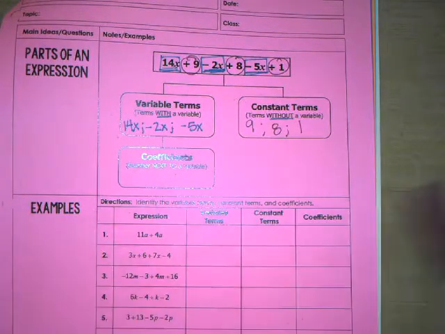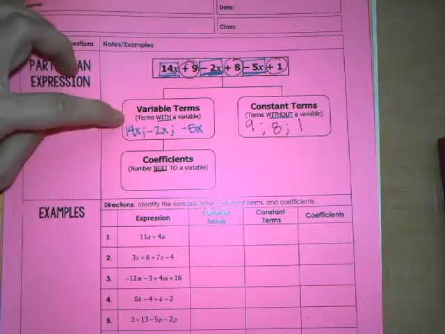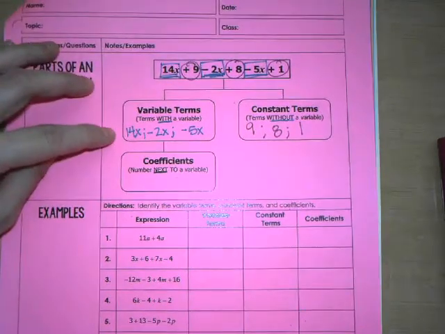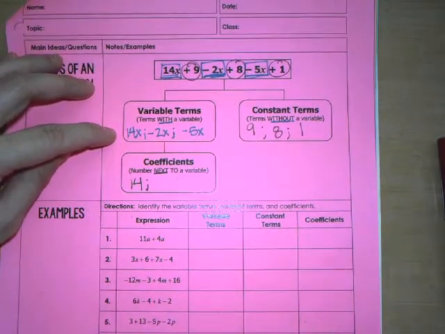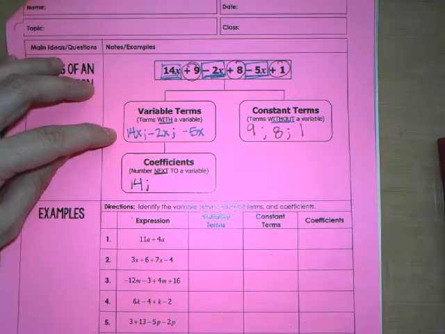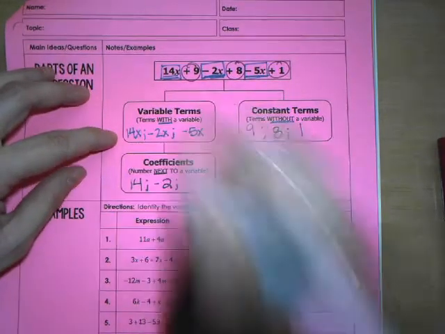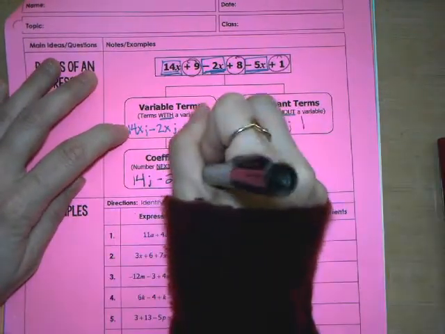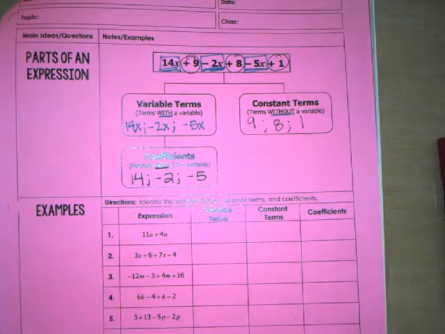Okay, now coefficients. What's it say a coefficient is? So when we look above at our variable terms, the coefficients are the numbers that are right next to the variable. So what's the first coefficient that you see? 14. That's our coefficient. What's the second variable term that you see? Now it's not just a 2, it is a negative 2. Keep that negative, that minus sign with it. And what's the last one? Yes, Bella. Yes, you may. Questions on that?